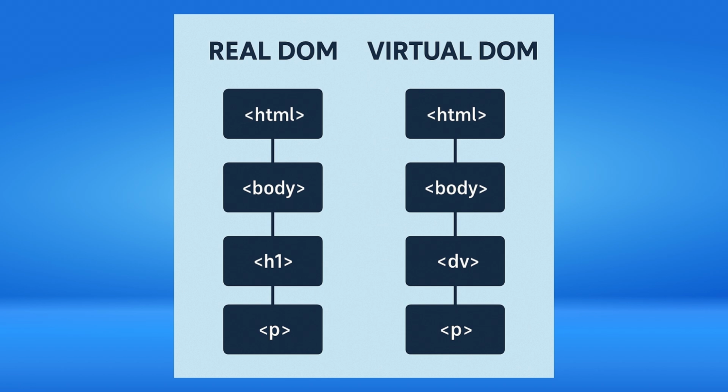The virtual DOM is a lightweight JavaScript object that is a copy of the real DOM. When a component's state changes, React first updates the virtual DOM. Then, it compares the updated virtual DOM with the previous one, using a process called diffing, to identify the minimal number of changes needed.